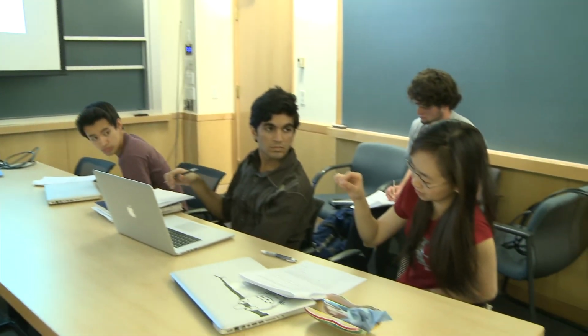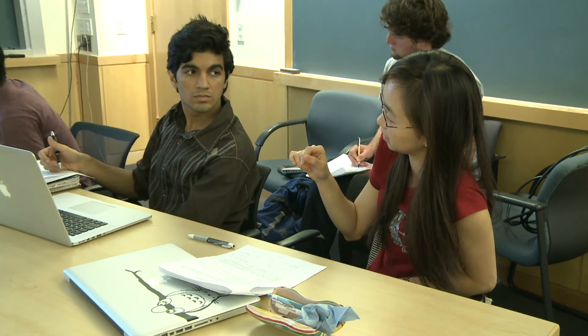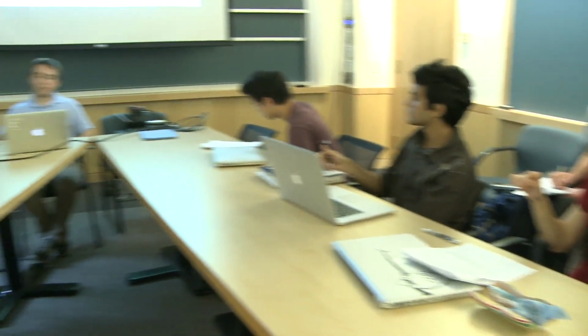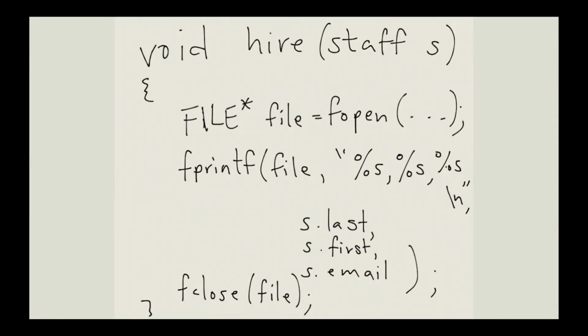Yes? Why is it fclose of file instead of fclose of staff.csv? Because it turns out that, so the question, which is a great one, is why, when we write fclose, are we writing fclose of the FILE star variable as opposed to the file name, staff.csv? Is that correct? Yeah. So let's take a look.